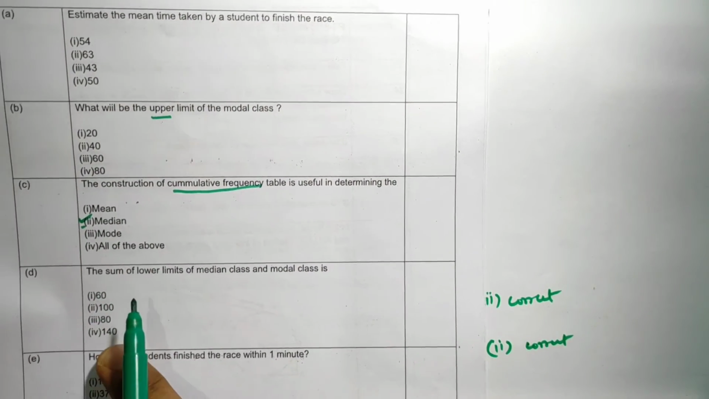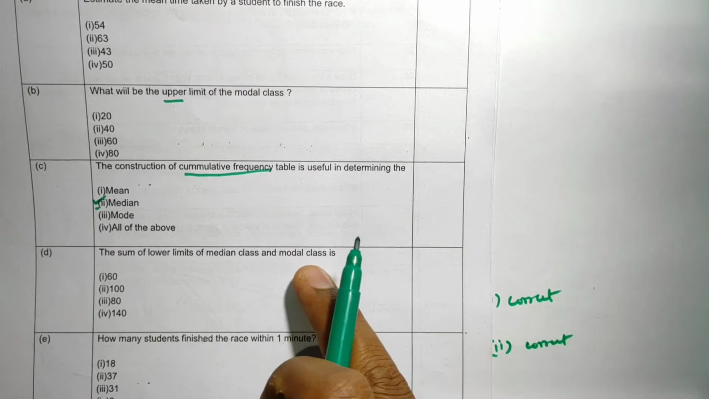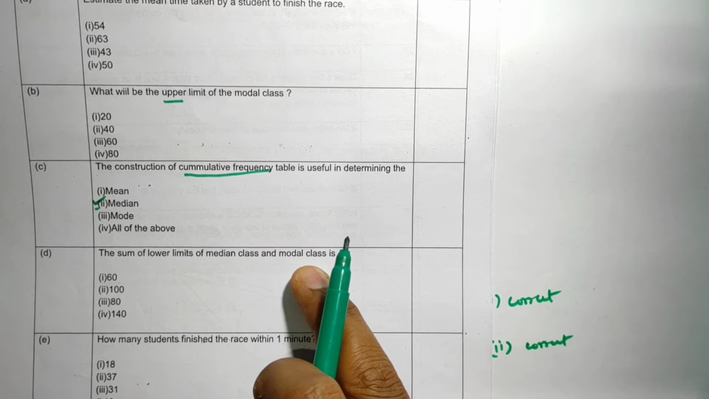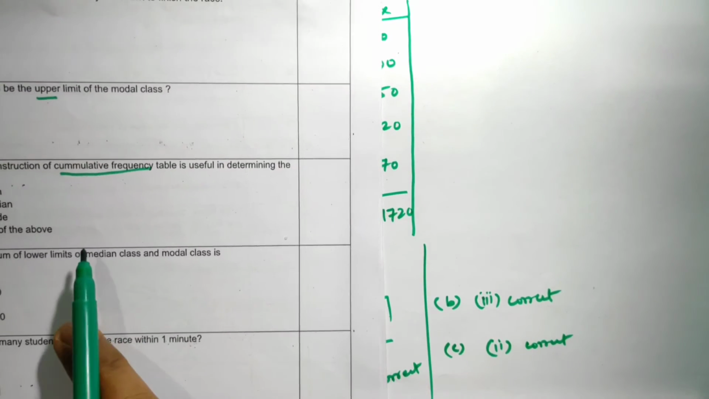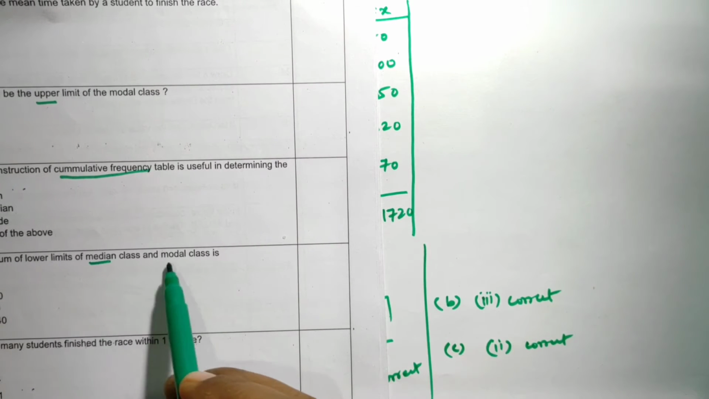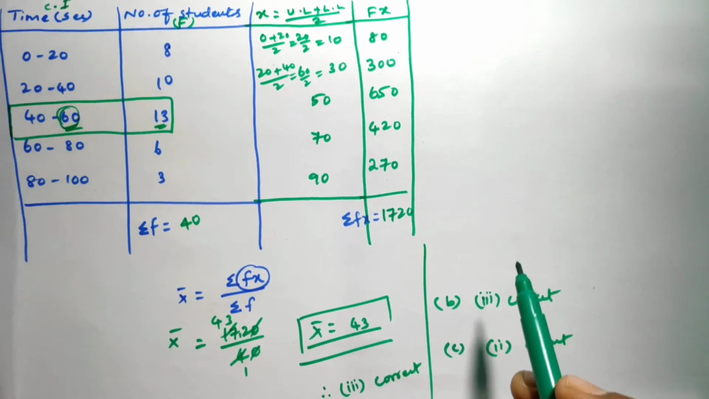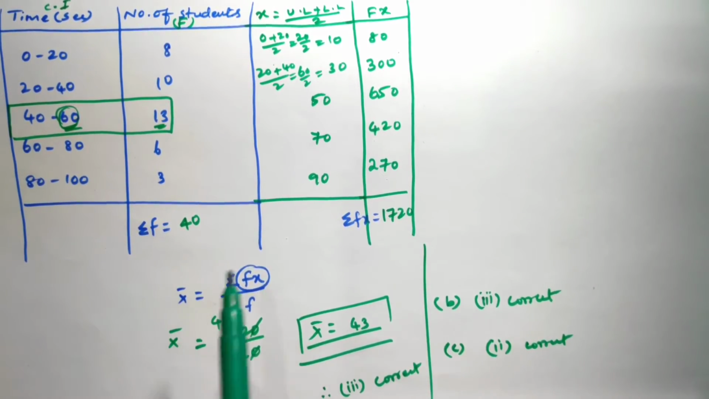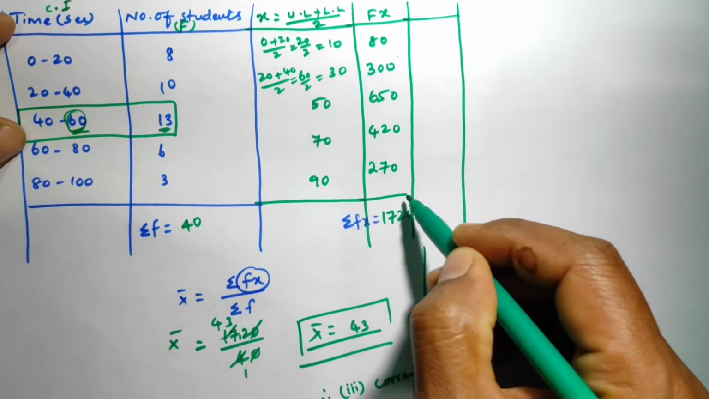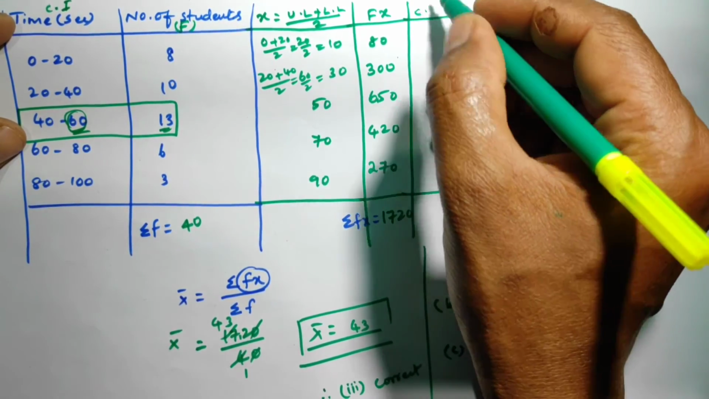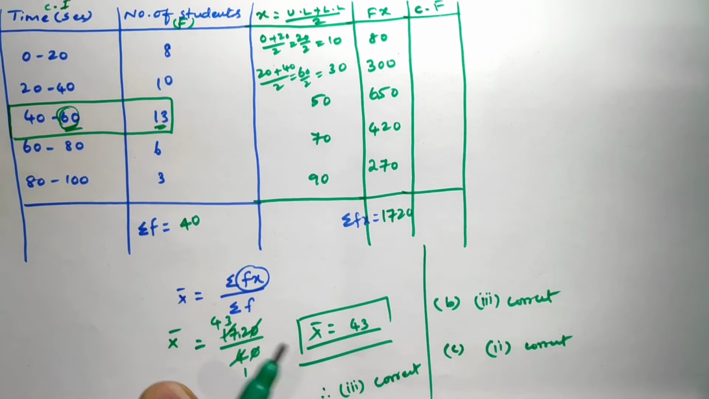Then option number D: the sum of the lower limits of the median class and the modal class. The modal class we already found; this is the modal class. Now we have to calculate the median class. In both classes they are asking for the sum of their lower limits. So let's calculate the median class now. To find the median class we have to construct the CF, meaning cumulative frequency.